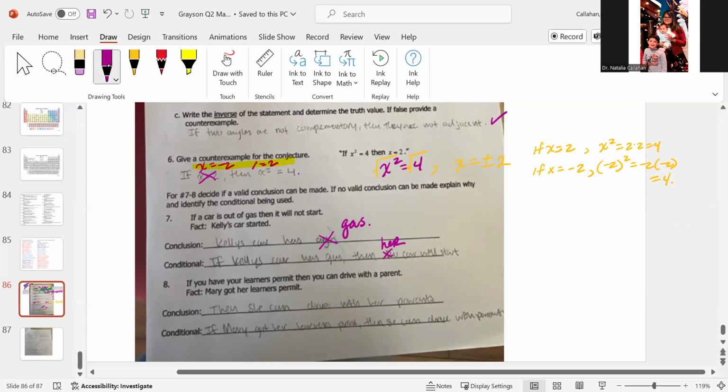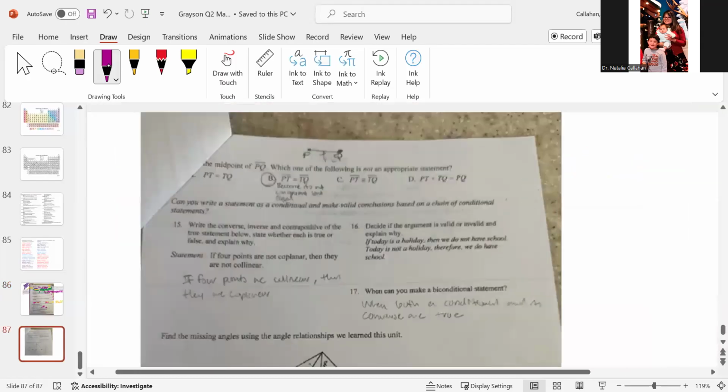If you have your learner permit, then you will drive. If Mary got her learner permit, then she will drive with her parent, right? If Mary got her learner permit, then she will drive with her parent. Good job. All right, cool. Sounds good. Okay, we're almost done.